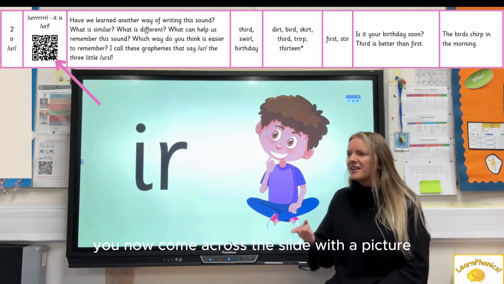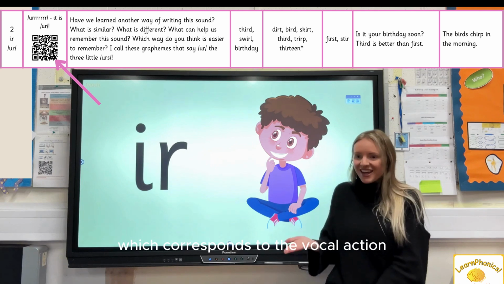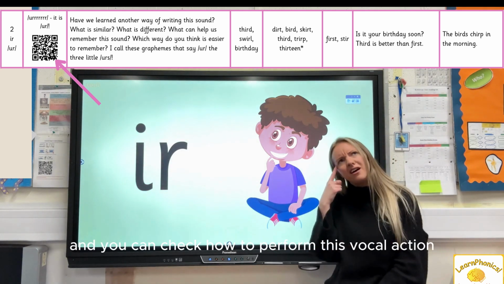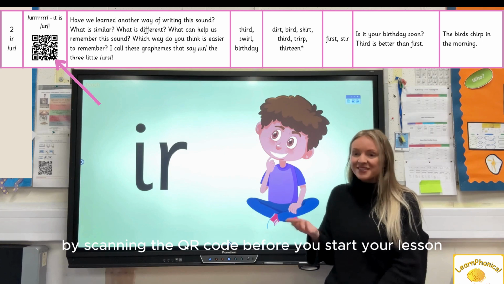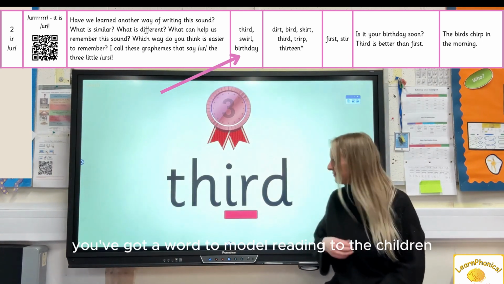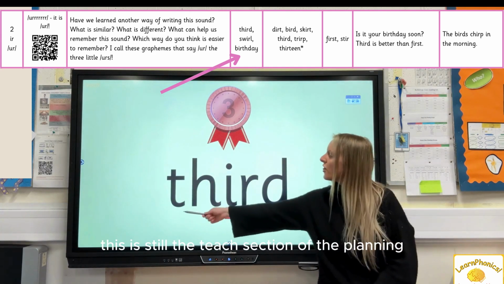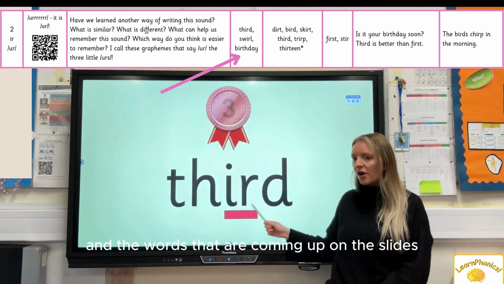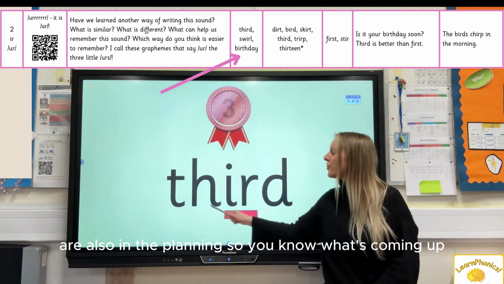You will now come across the slide with a picture which corresponds to the vocal action, and you can check how to perform this vocal action by scanning the QR code before you start your lesson. Now, if we go to the next slide, you've got a word to model reading to the children. This is still the teach section of the planning, and the words that are coming up on the slides are also in the planning, so you know what's coming up.